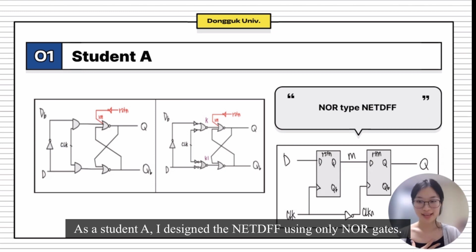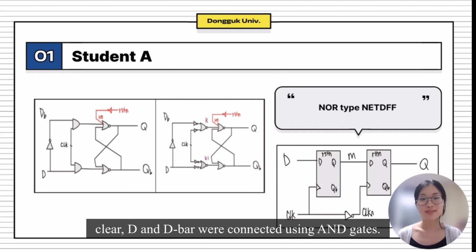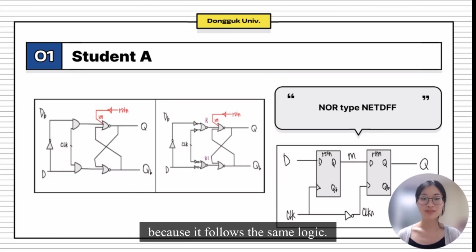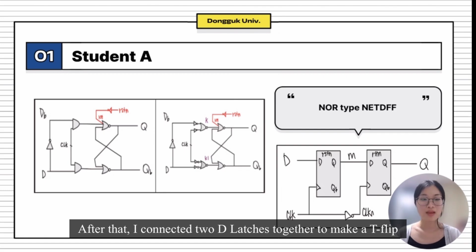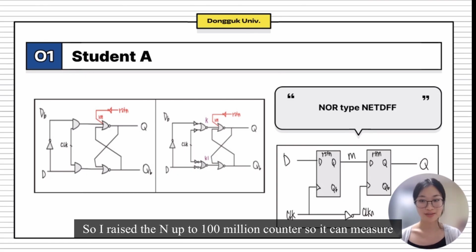As student A, I designed the NET DFF using only NOR gates. I first designed a D latch. In the original structure, clear, D, and D bar were connected using AND gates. However, I replaced the AND gate structure with an inverter and NOR gates because it follows the same logic. After that, I connected two D latches together to make a T flip-flop. This T flip-flop was then used in my counter later.